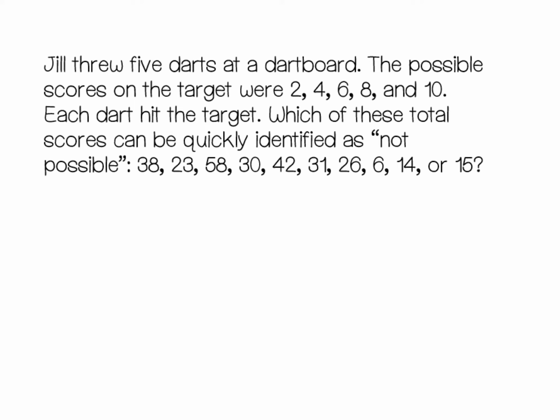So we want to know things that are not possible. Keep in mind she's throwing 5 darts and we have those possible scores, 2, 4, 6, 8, and 10. If I add any combination of those, I'm going to have even numbers, right? Because 2 plus 2 gives me 4. If I do 6 plus 8, that gives me 14. Those are all even numbers, which means there's no way for me to get an odd number. So let's go ahead and eliminate all of our odd numbers. I'm going to eliminate the 15, the 31, and the 23.